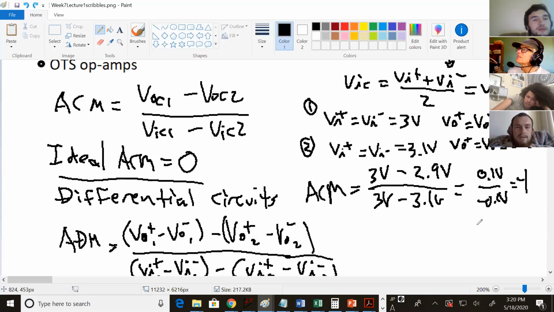And do you think that's good? Is that a good one? No. It says however much the average of the input changes, that's how much the average of the output changes. So if there's noise on both inputs, your output is also going to be moving like this. What's an ideal common mode gain? 0. So the average of the output, even though the inputs are moving around like this, you'd like the output just to be flat, not moving. Okay, so that's that.